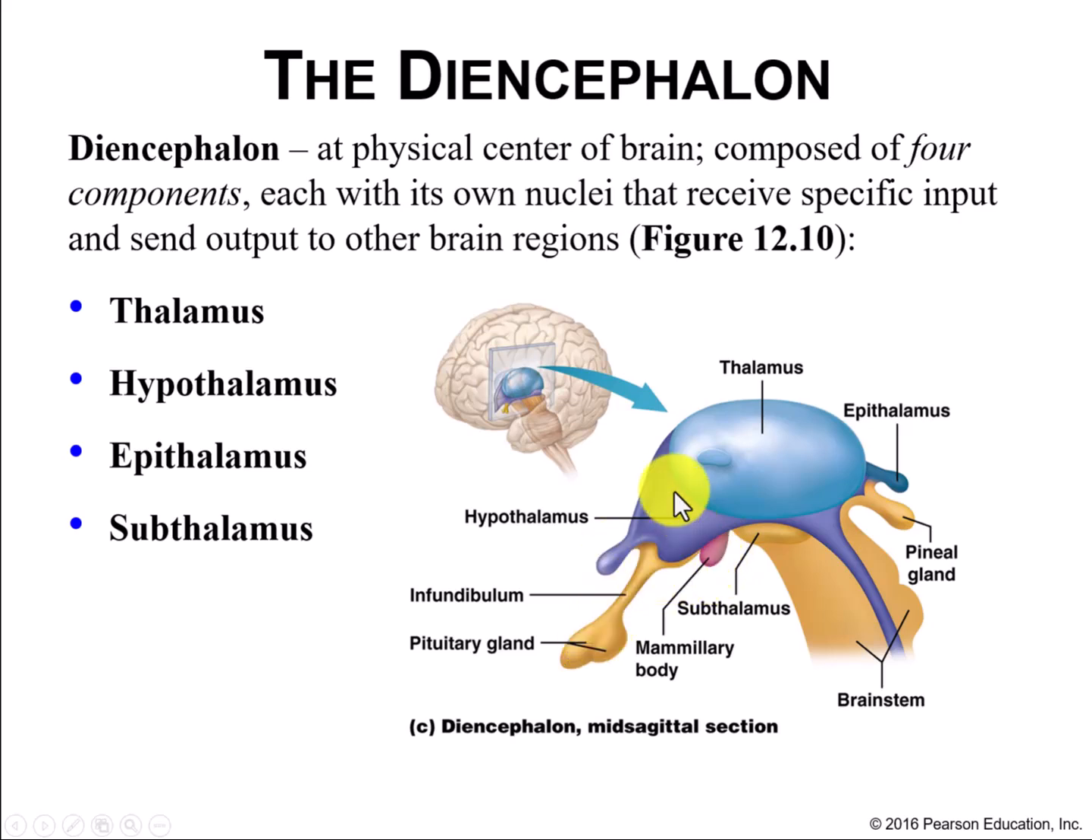And coming off of our hypothalamus is an extension of the hypothalamic tissue called the pituitary gland. And these two coordinate our endocrine system, so they play a major role in endocrine function.